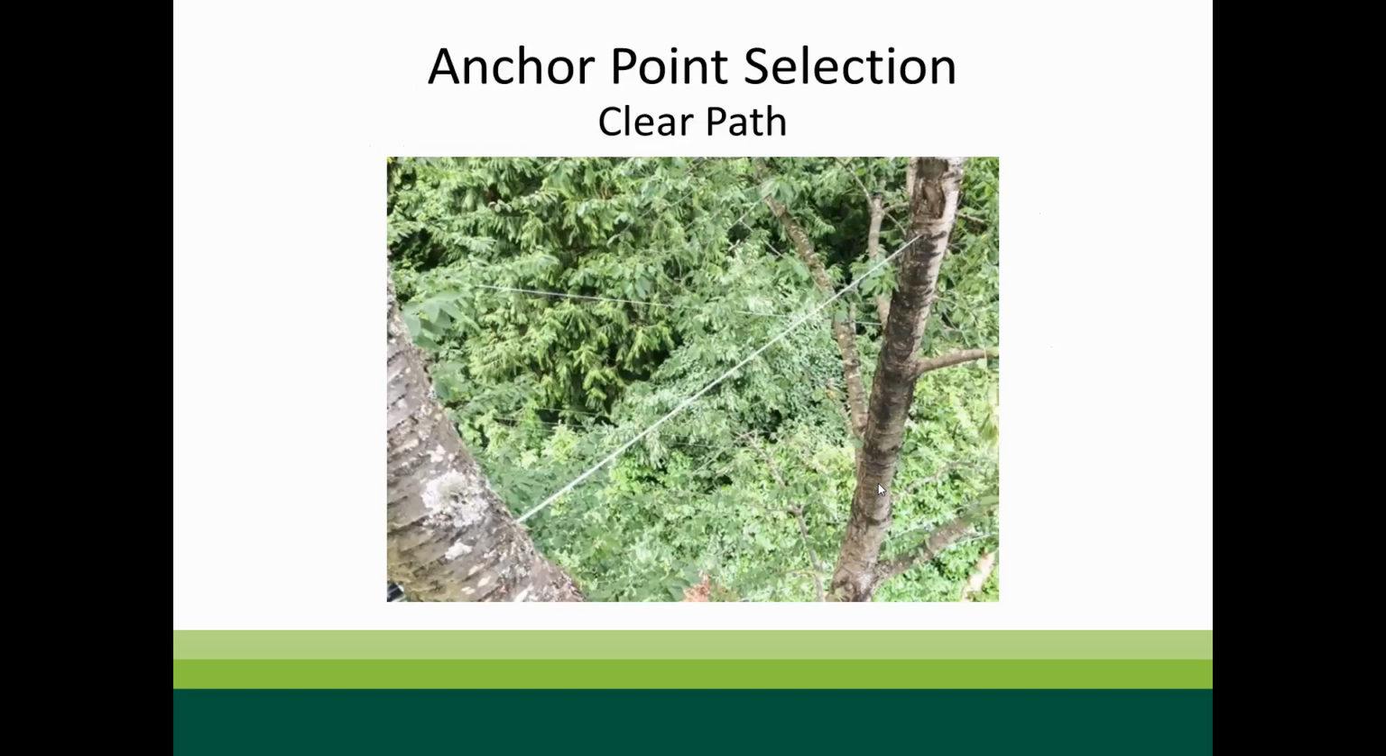All right, so anchor point selection. We need a clear path, right? It's important to have a clear path from one anchor point to the other. We don't want any deflection in our cable, so we don't want another limb pressing on it. This can reduce the holding capacity of the cable. We also don't want the cable rubbing on it, because that could damage the tree, wound it, and or destroy the cable, especially if it's a dynamic cable. We might need to remove limbs to get a clear path if that is the only option, or change our configuration to overcome that.